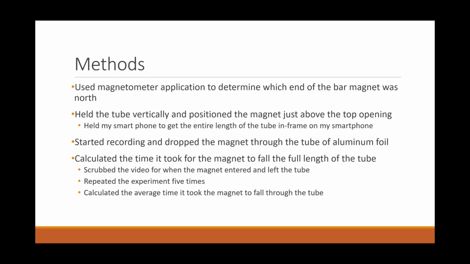Some of the methods used in this lab were the use of a magnetometer application to determine which end of the bar magnet was north. I then held the tube of aluminum foil vertically and positioned the magnet just above the top opening. I started recording and dropped the magnet through the tube of aluminum foil and then calculated the time it took the magnet to fall the full length of the tube.